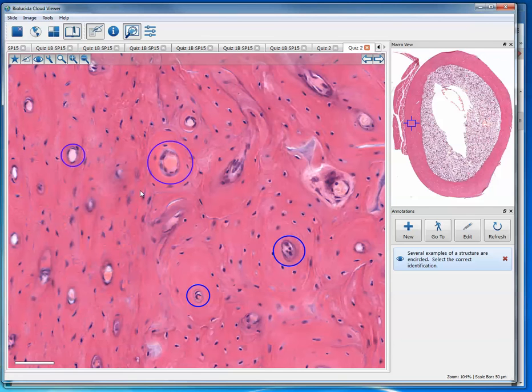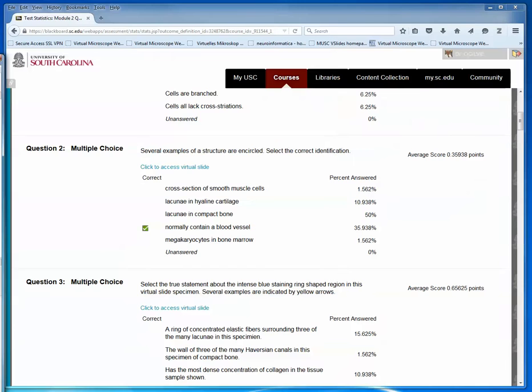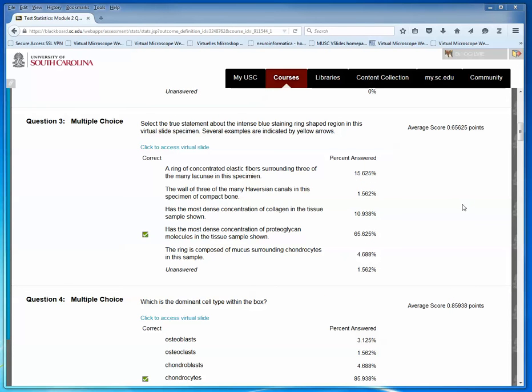Here's one that's empty. Here's one that has some blood in it. Here's one that's almost closed, and this one's almost closed. So you were asked something about that, and it contains a blood vessel. That's a Haversian canal in compact bone in the center of an osteon. For this question, about 65% of the class got it correct.